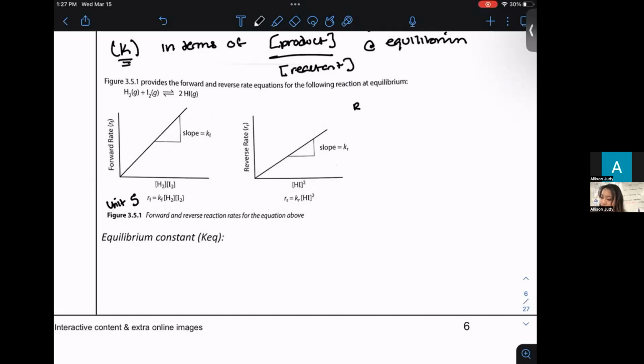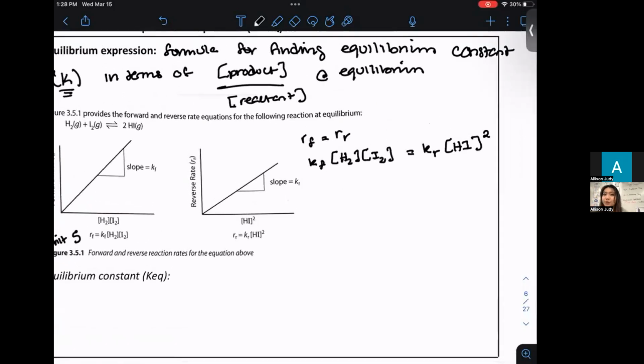We would say that little rf has to equal little rr, and little rf equals little kf times H2 concentration, I2 concentration, both first order. And it's got to equal whatever little r for the reverse is. So we'd say little kr, the rate constant for the reverse process, times the HI concentration of the relative reactant, second order. So we set them equal to each other because that, according to the definition, is what equilibrium really is.